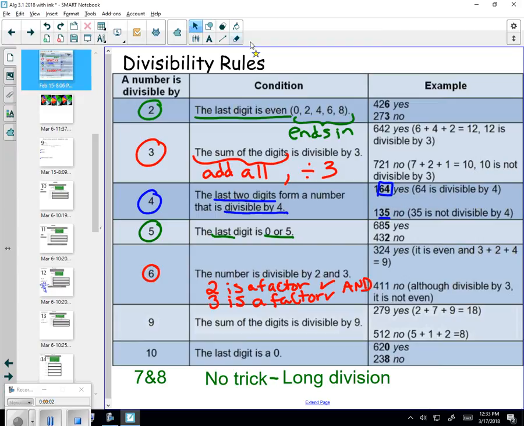Divisibility rules, or determining, is it a factor? There are some tricks for the divisibility rules. They work for 2, 3, 4, 5, 6, 9, and 10. 7 and 8 have no tricks. Let's look at doing long division for 7 and 8 to determine if it is a factor.